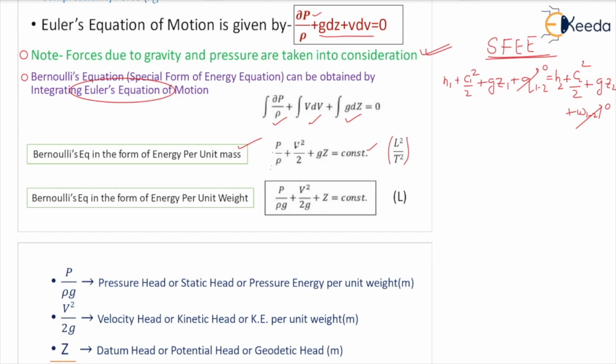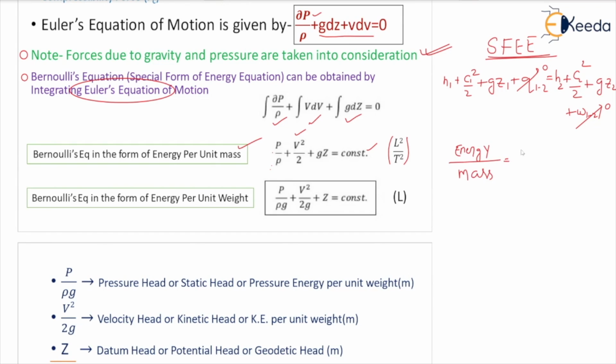What is the unit of velocity? Meter per second. So velocity square is meter square per second square, so L square by t square. All the terms will have the same unit and dimension, that is meter square per second square or L square by t square. So this is Bernoulli's equation in the form of energy per unit mass. The question is how we can write it as energy per unit mass, correct? Look here, energy per unit mass.